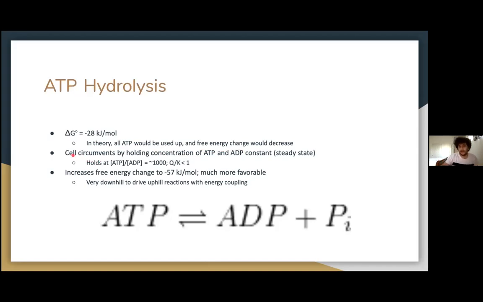It does it by holding the concentration of ATP and ADP constant, and that's what we call steady state. So those are always constant. That way, it won't ever get used up, and you'll always have a constant delta G value. And just so you know, that ratio of ATP to ADP is around 1,000. So by holding it around 1,000, it actually increases the free energy change to negative 57 kilojoules per mole.